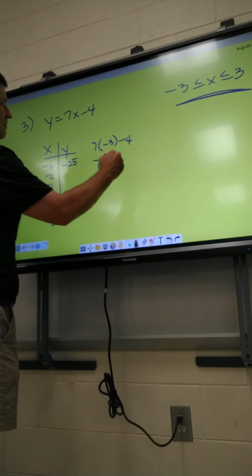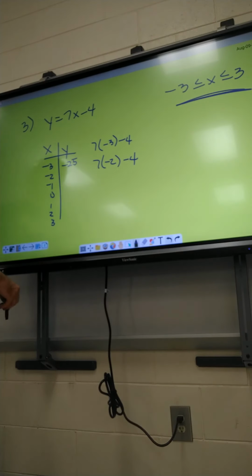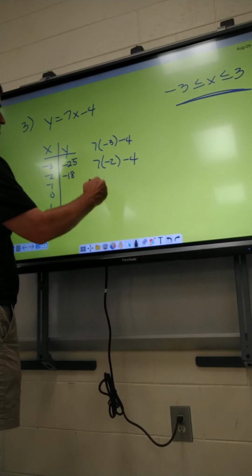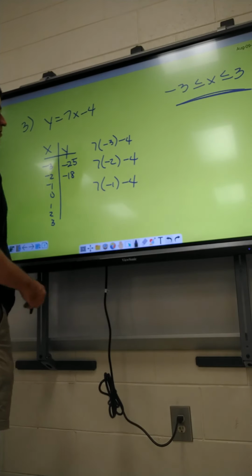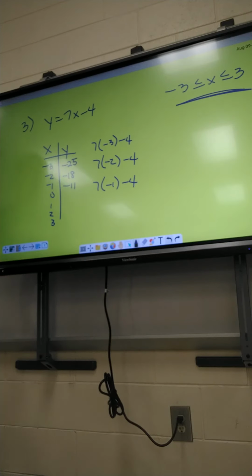7 times -2 minus 4, -18. 7 times -1 minus 4, it's -11. They're just adding 7 every time, so you can just add 7 to continue filling out the chart. -4 plus 7 is 3, 10, 17.